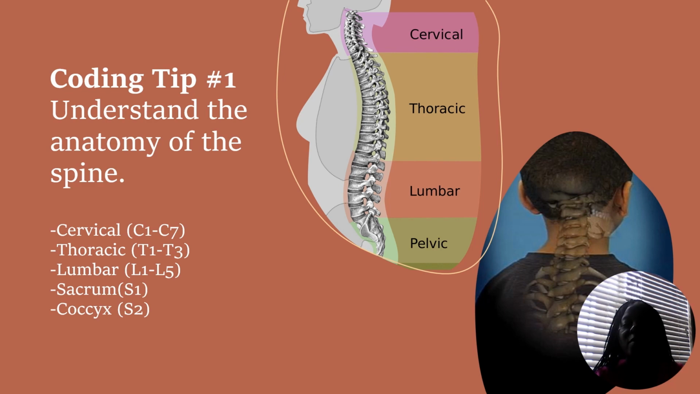And as you can see from the image, it's showing you where those particular components are located. So again, cervical is closer to the neck area or is the neck area. The thoracic is more like your mid-back. The lumbar is your lower back, and the pelvic goes down pretty much to your rectum or your anus. So again, the first tip is really understanding the anatomy of the spine. Now we'll proceed with the next tip.